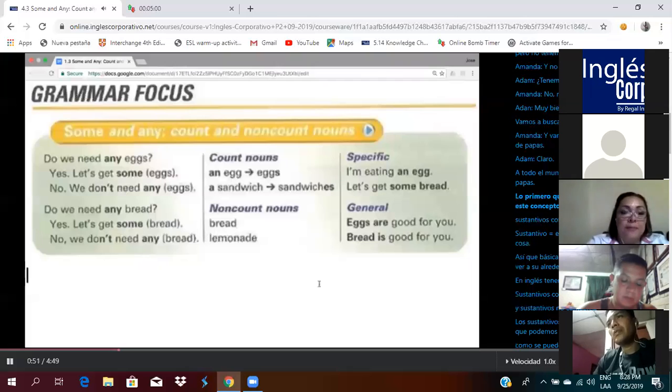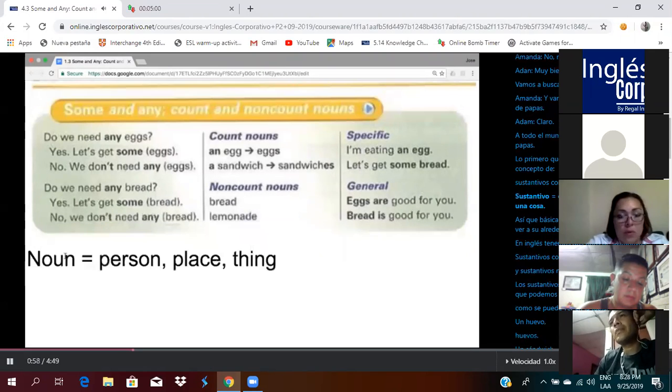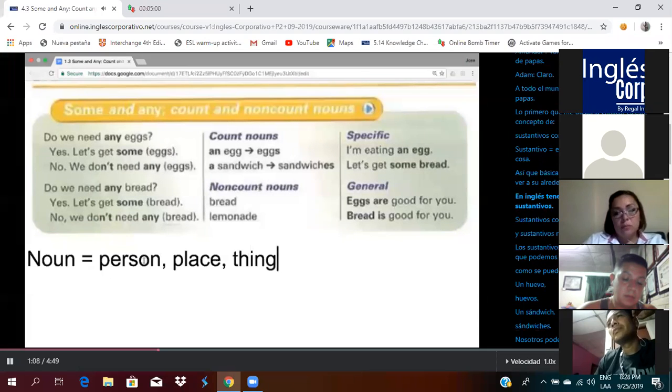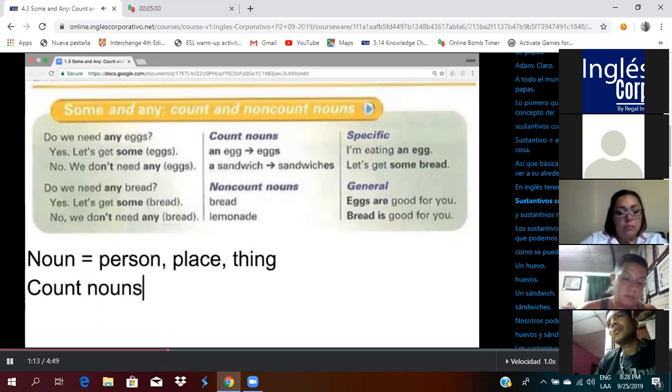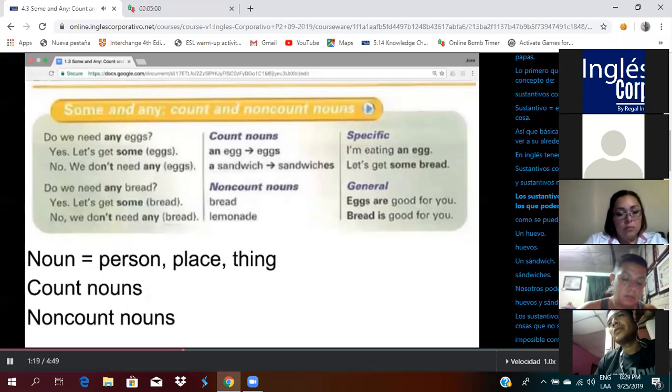The first thing that I would like to explain is this concept of count and non-count nouns. A noun is a person, a place, or a thing. So basically, anything that can be seen around you is a noun. In English, we have two types of nouns. We have count nouns and non-count nouns. Count nouns are those things that you can count.